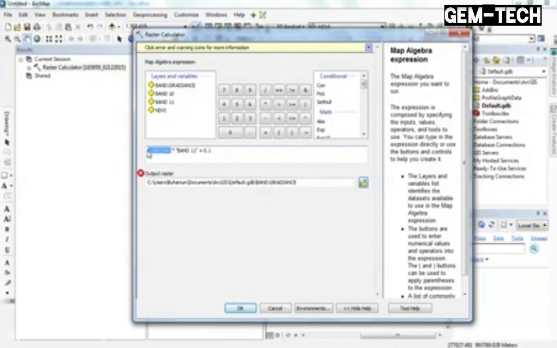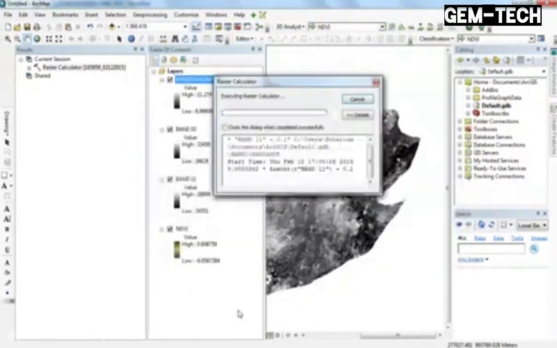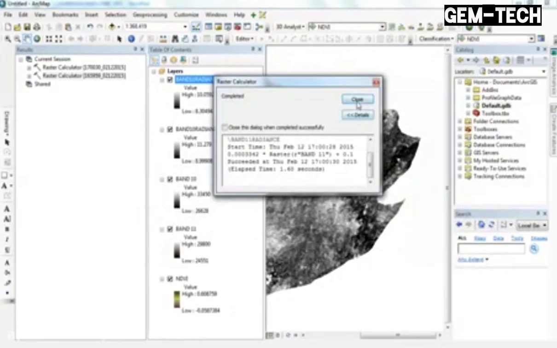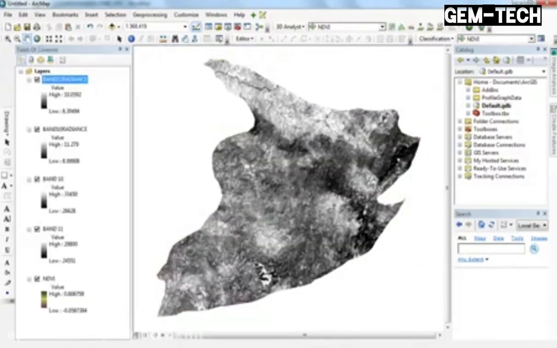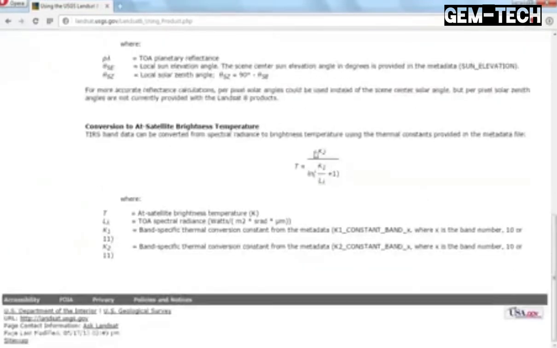These factors are basically the same if you look at them in the metadata file. And I'm just going to rename this to band 11 radiance, and I'm going to OK that. Once it's done, I'm done with my first step, which is conversion of digital numbers to radiance. And I can now go straight up to my second step, which is converting radiance to at-satellite brightness temperature.